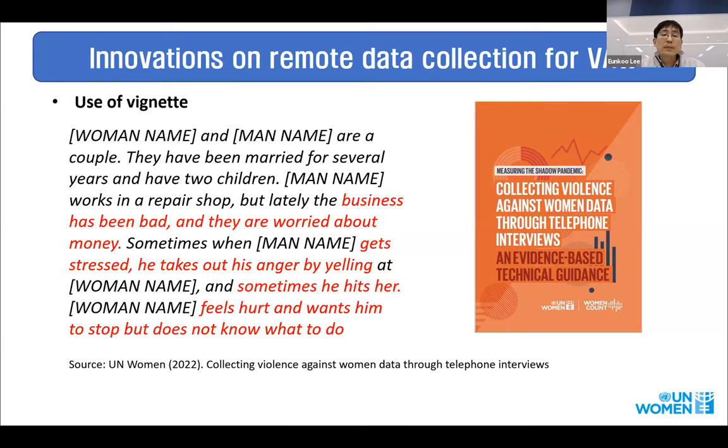With vignettes, respondents hear a story about a specific topic, for example, about partner abuse as shown on the screen. And they are asked to reflect on their thoughts regarding the story, whether they think such a situation is common in the area they live. Although vignettes can be a good tool for community level measurement of violence against women, we should be mindful that these data do not provide specific prevalence estimates for violence against women, as they are indirect. They are not direct measures of violence against women. So we should be very careful in terms of using these estimates coming from this method.